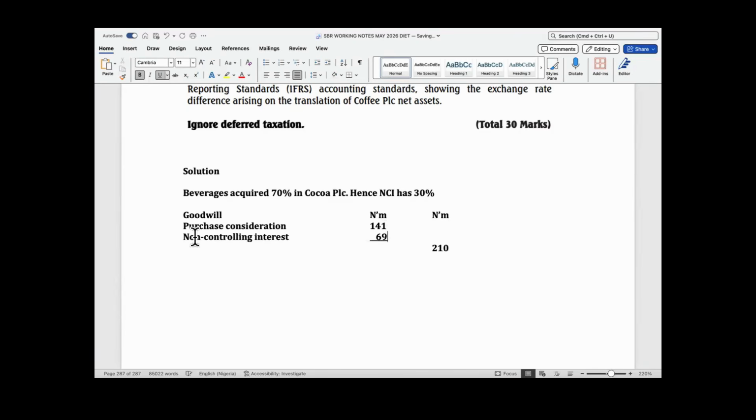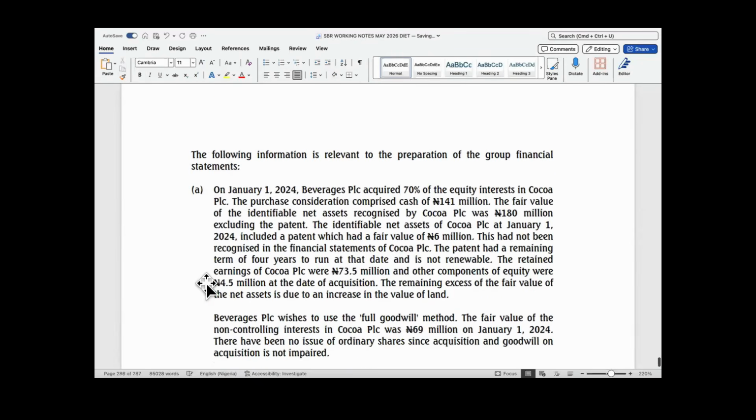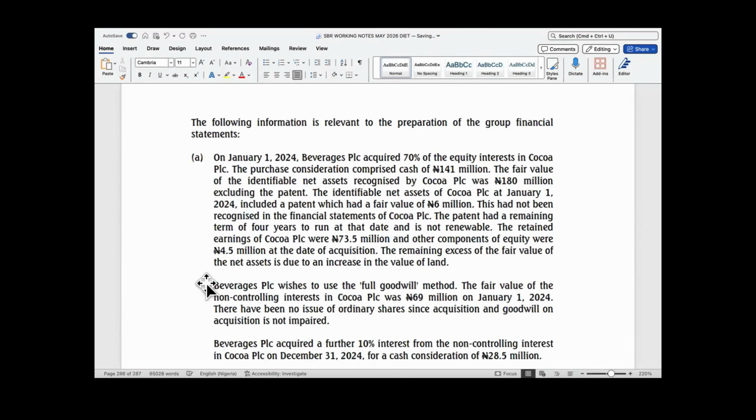So with that given, I would net that off or cancel that against my net asset acquired, which is rather straightforward. See, I have two ways of doing it because I already know what my net asset acquired is because the examiner gave me straight up. They gave me 180, but they said this one excludes patent, but they later gave me patent. So I know it's 186. That's my net asset acquired.